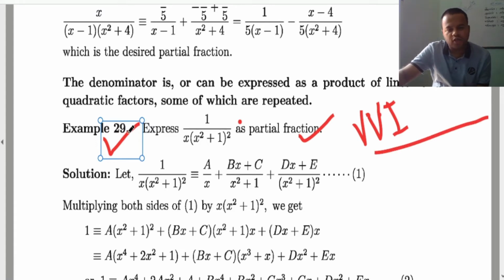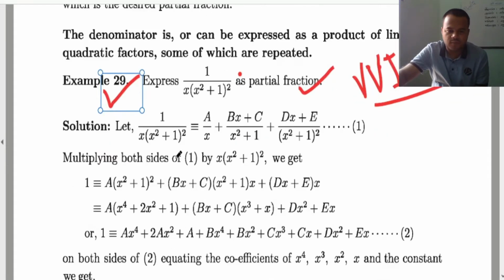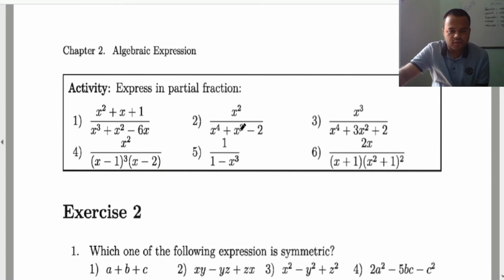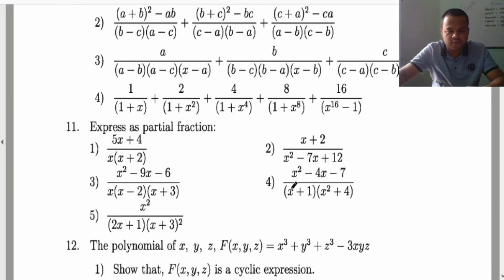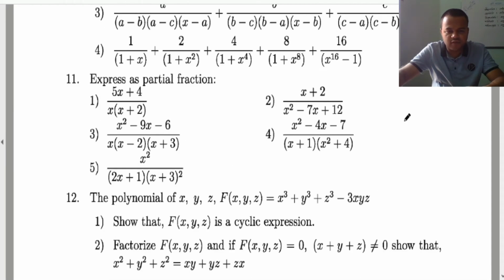If you can solve this type, then you can do any type. So from this number 4, number 6, number 6 is from the fifth type. Now from 11, this one is important, but you have to practice all the others.